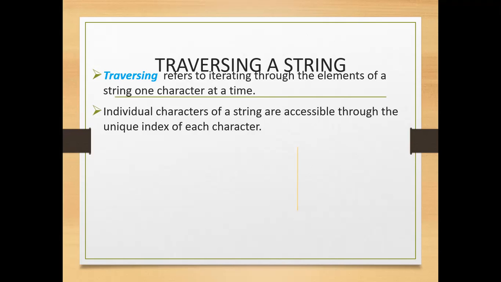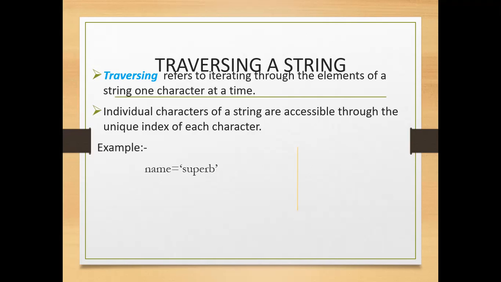Whenever we want to manipulate a string, we need to visit each and every character so that we can test and find out what those characters are and if they are applicable to us. Individual characters of a string are accessible through the unique index that we learnt about. That indexing helps us traverse a string.